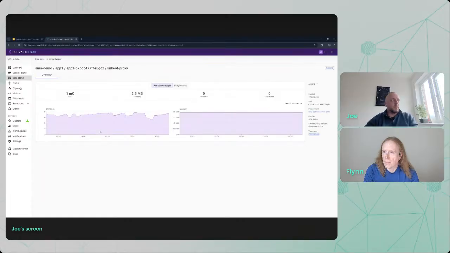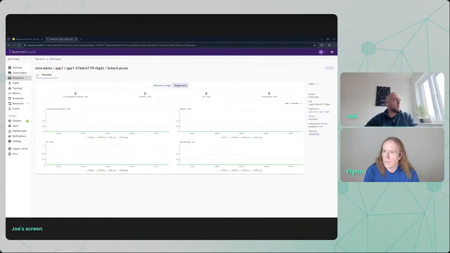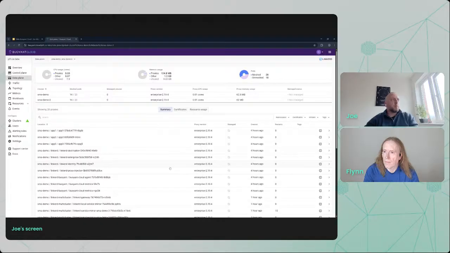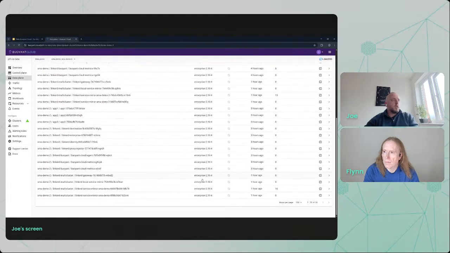You can obviously drill down a little bit further to look at hardware usage and some diagnostic information there as well. But the data plane is super, super useful for just making sure that during maintenance windows, during upgrades, proxies are on the same version as the control planes.